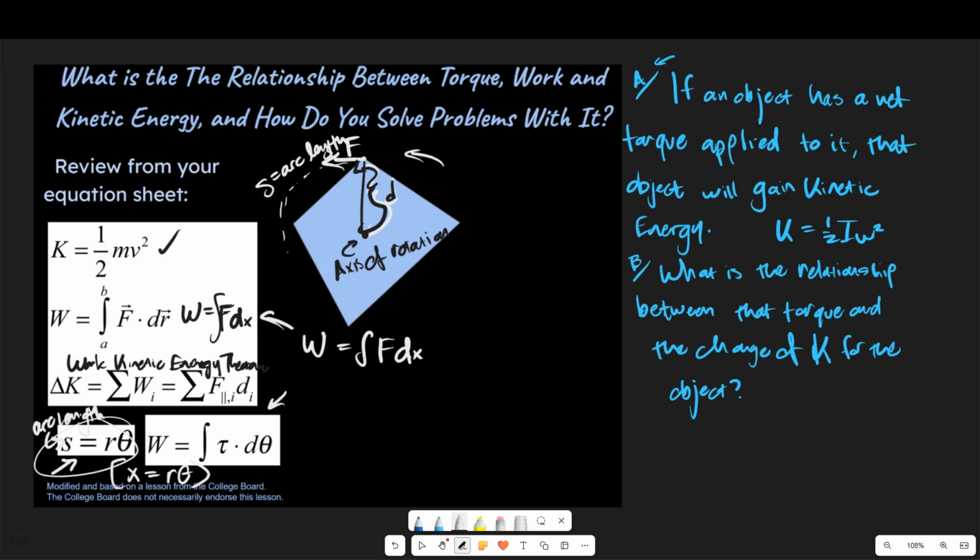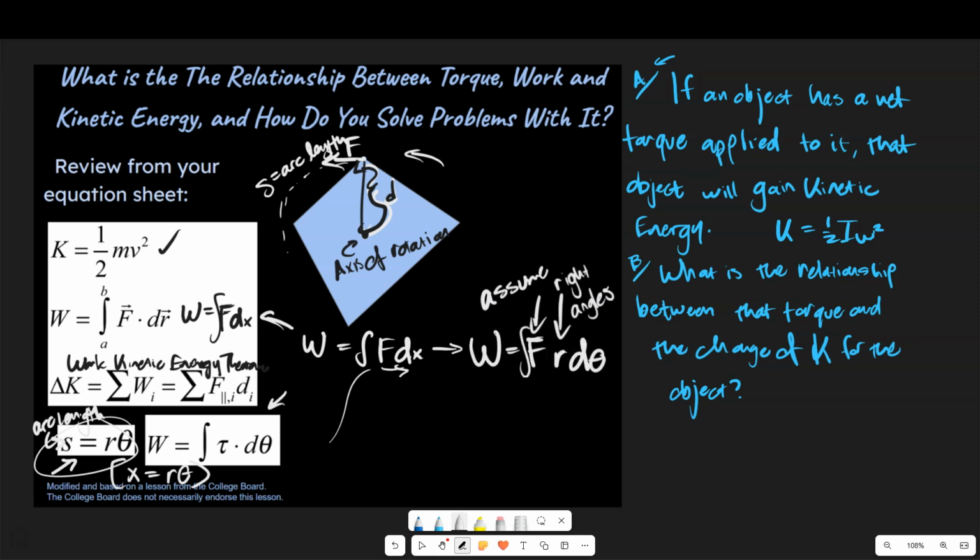Let's think about what we could do with that. We could take that and plug that in over here. Instead of dx, we could say, therefore, work is equal to force, and then r d theta. Now we're getting somewhere. Now we're starting to think in a more rotational sense.